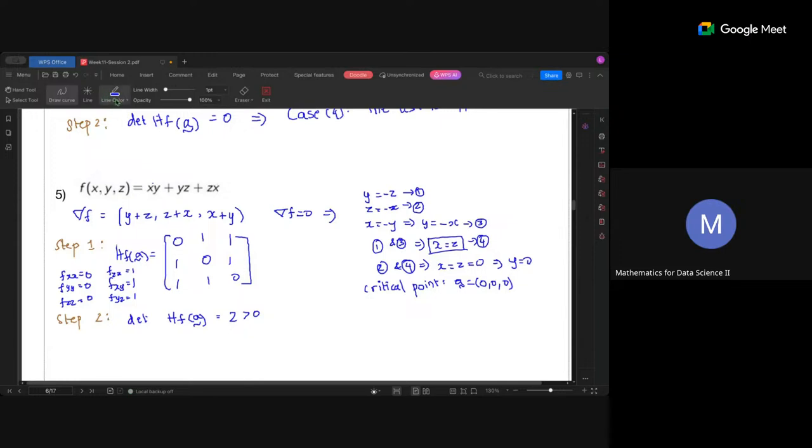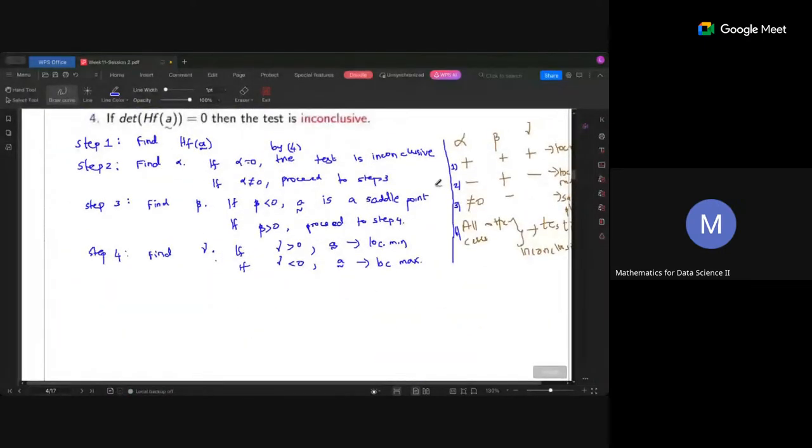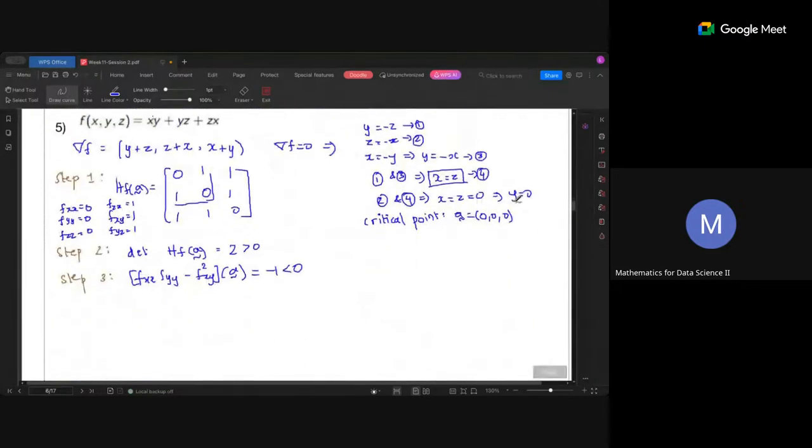Now let us look at your step 3. So step 3, we are going to find the determinant of this part: fxx, fyy minus fxy whole square at a tilde. What is this answer? Minus 1. So now this is negative. Positive and then negative. Does this scenario happen in case 1 or 2? No, right? So which case does it go to? If you have a non-zero value and a negative case here, then it is case 3, right? So now from this, you know that we are in case 3. It means a tilde is a saddle point.